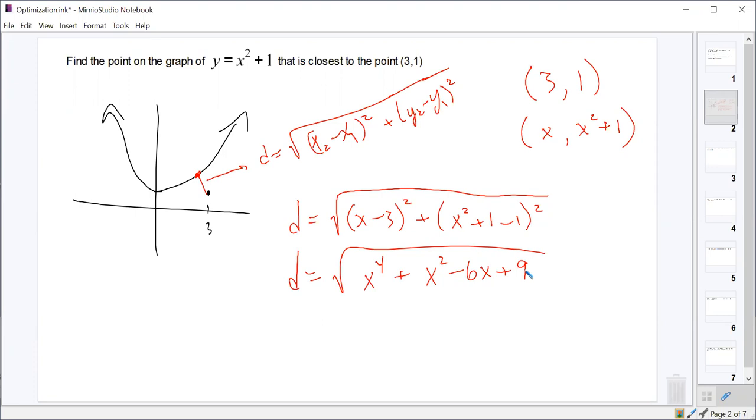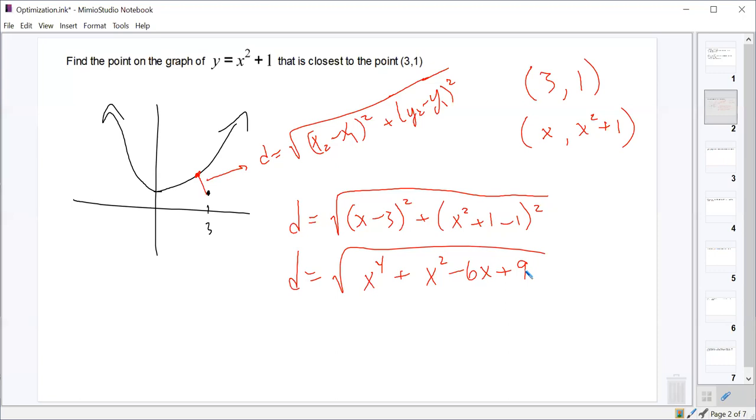Okay. So from there, we've got two ways that we can proceed. We've got our equation. We've drawn a picture. We've labeled it. We found our equation. We've written the variable that we want to minimize, d, the distance, in terms of one other variable, x. So now we just need to take our derivative.